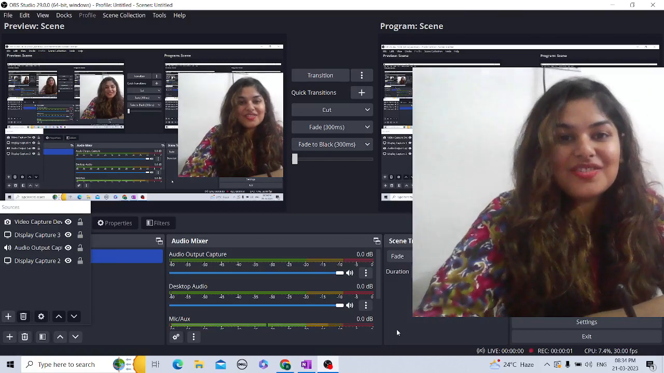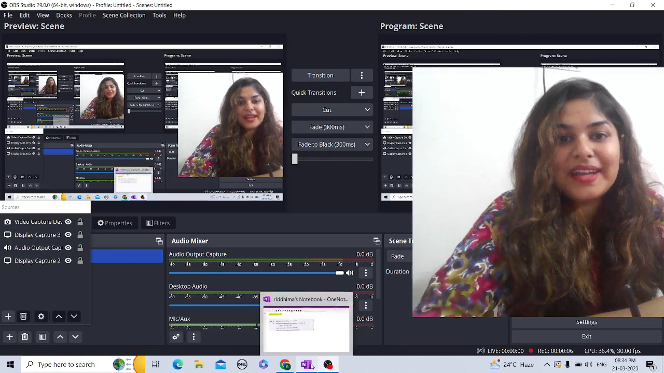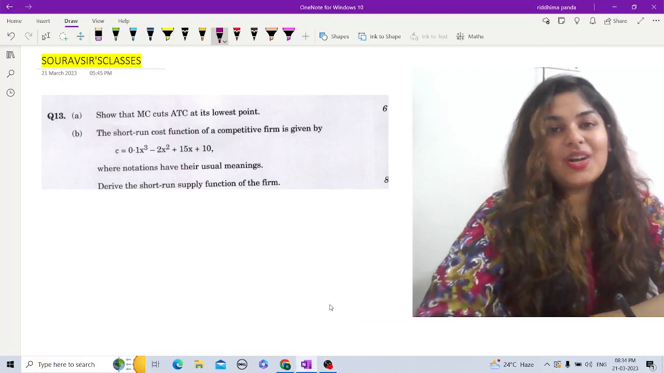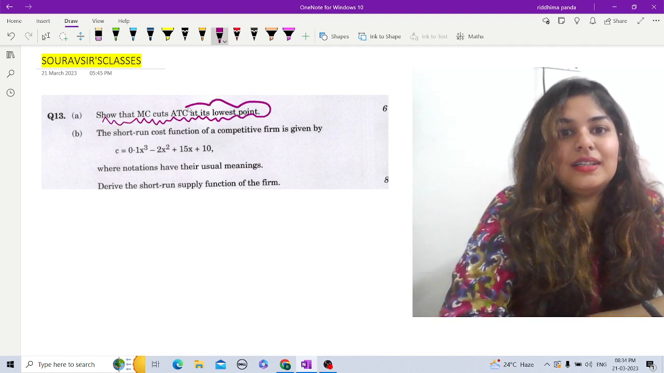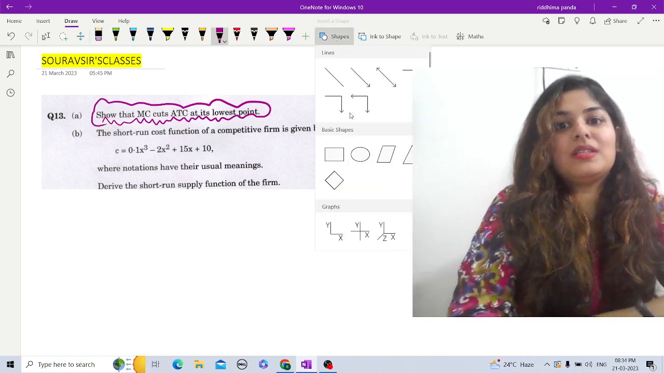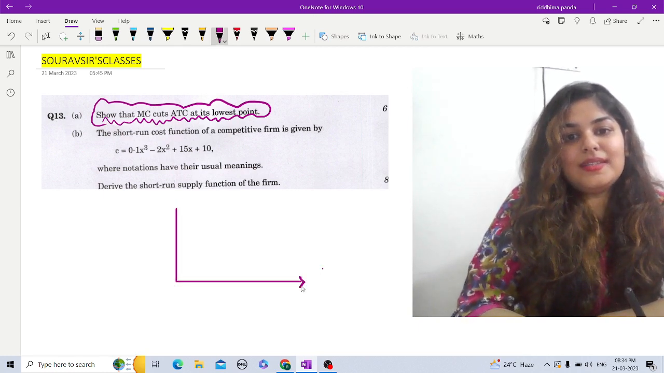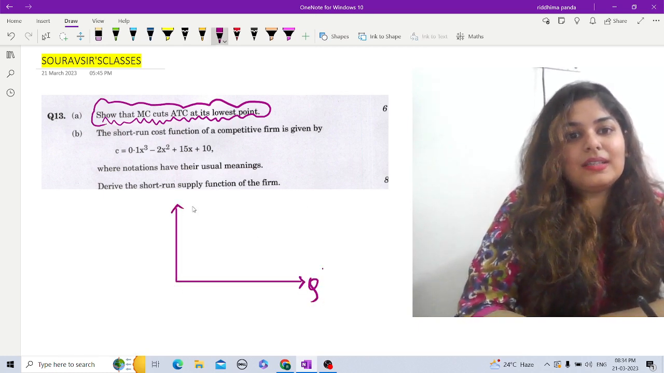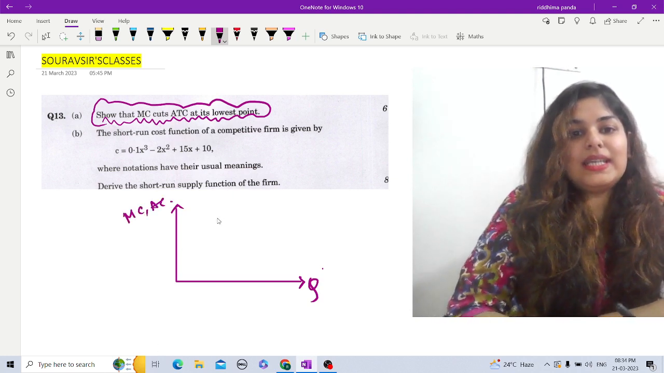So here's another question from Math Eco, the application of microeconomics directly from the Indian Economic Service question paper. So the first question is to show that marginal cost cuts average total cost at its lowest point, right? So graphically, what it means is that on the horizontal axis we have output, and we measure the marginal cost and the average cost on the vertical axis.